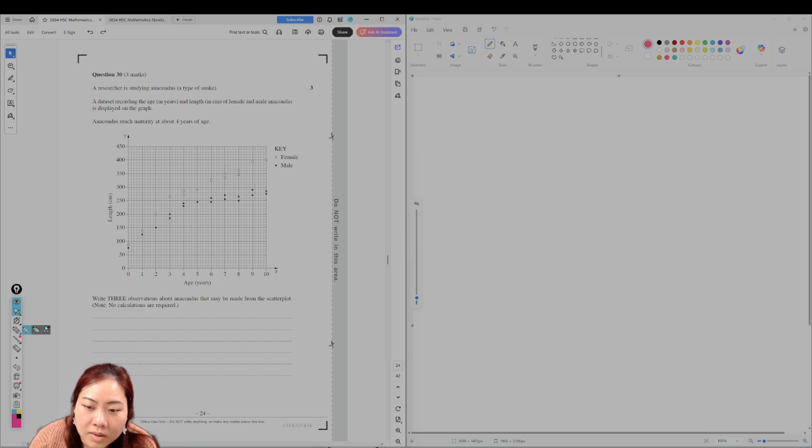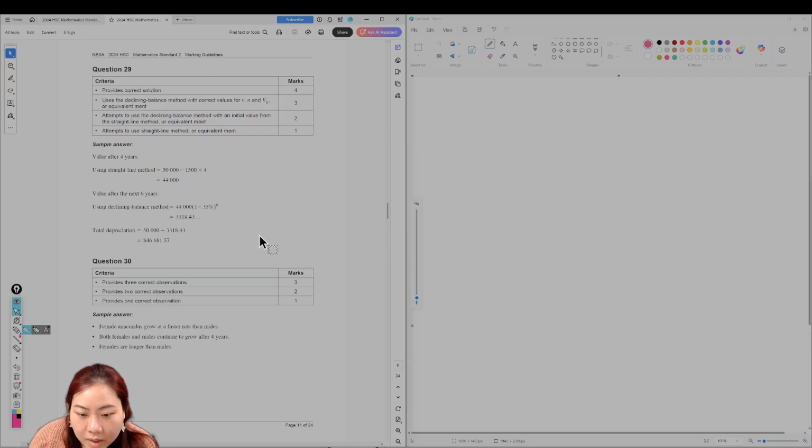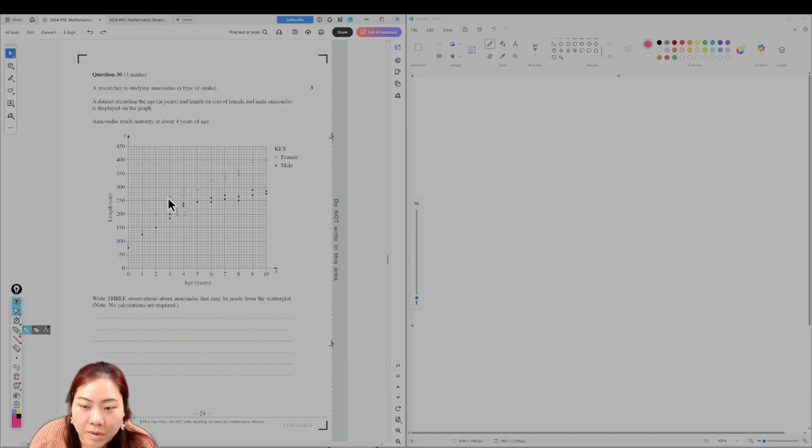So that's number 3. So 1, females keep growing after maturity. Males kind of slows down growth. 2, females are always longer than males, pretty much. And then 3, going to maturity, females are growing faster in length than males. Let's see what they say. Female anacondas grow at a faster rate than males. Both females and males continue to grow after 4 years. Okay. Females are longer than males. Yep. All right, fair enough. I probably got 2 out of those 3 points, but whatever. Good enough.